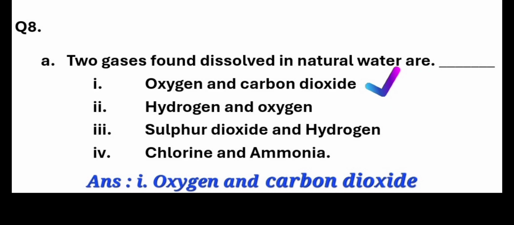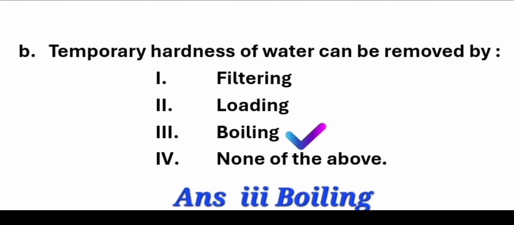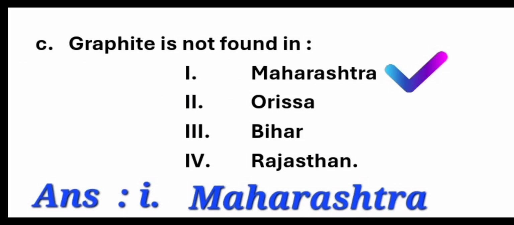Next it is question number 6. The two gases dissolved in natural water are, of the 4 options, the best option is oxygen and carbon dioxide. The rest of the options do not fall into the correct category. The temporary hardness of water can be removed by, of the 4 options given, boiling is the best answer because filtering cannot remove temporary hardness, nor can the loading process, or the last option, none of them. So the only option is boiling. Graphite is not found in, of the 4 states that are named here, we do not find it in Maharashtra. In the rest of the 3, graphite is found in plenty.